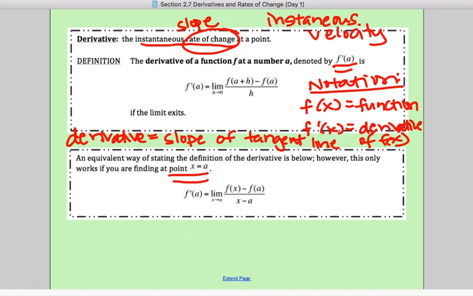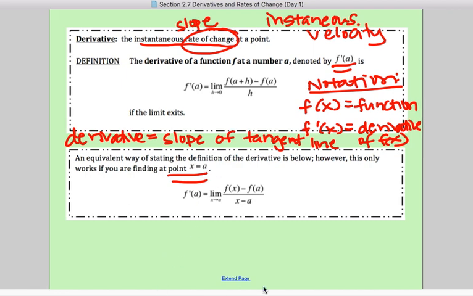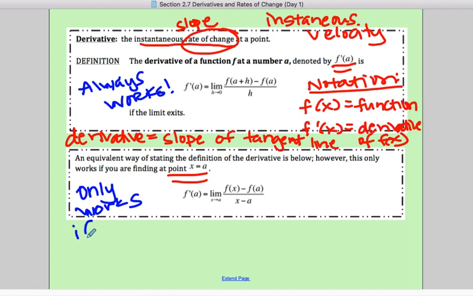So, quick little note. This definition up here will always work. And we're basically today going to be dealing with this one, but this is day 1 of 3 on notes. So we will get to the other one, but this one up here will always work. And this one only works if you have a specific x value.